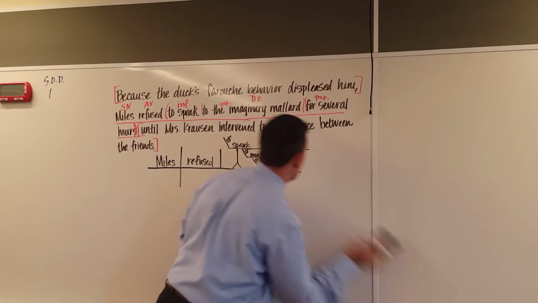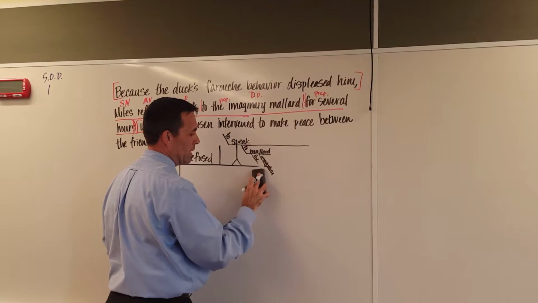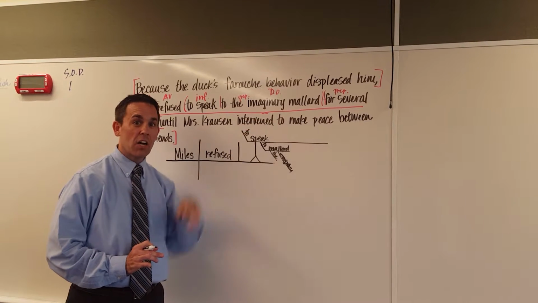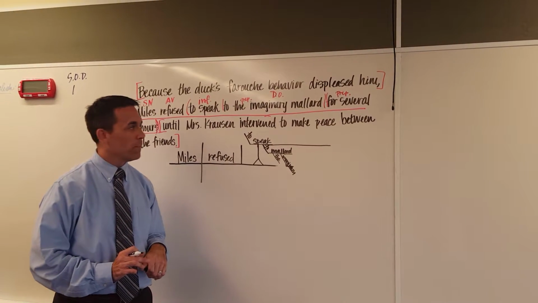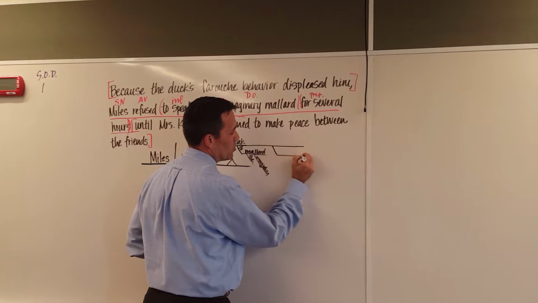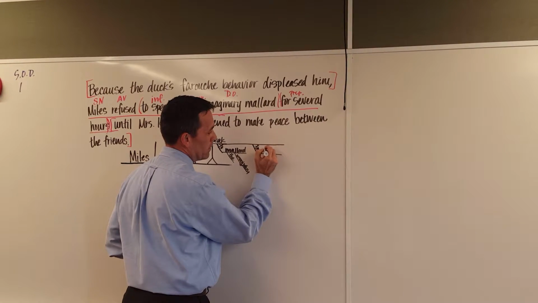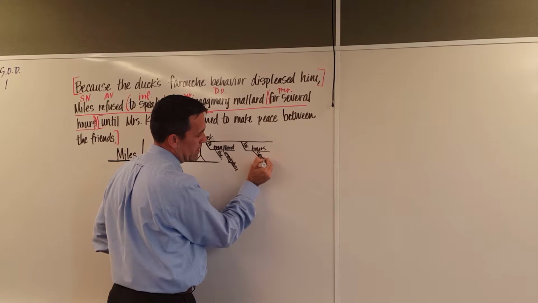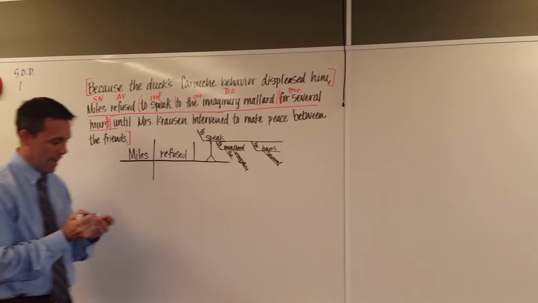And so what I might do is just erase that main line a little bit. But if you can get it to where this is actually far above the line, that's preferable. And then "for several hours" is diagrammed just the same way. "Hours" is the object, and then "several" is the adjective that modifies "hours."